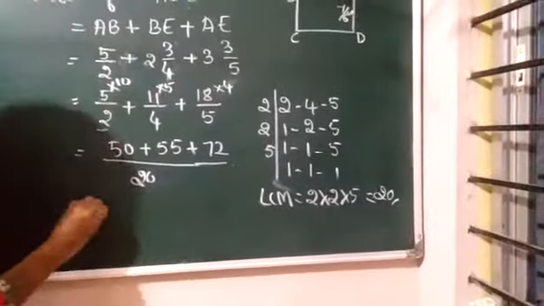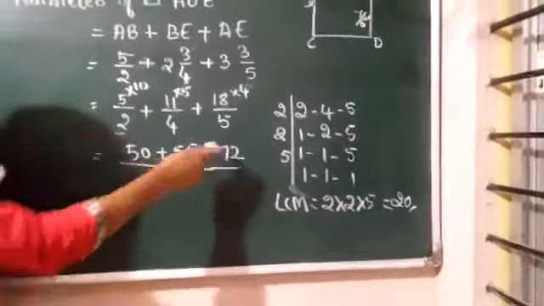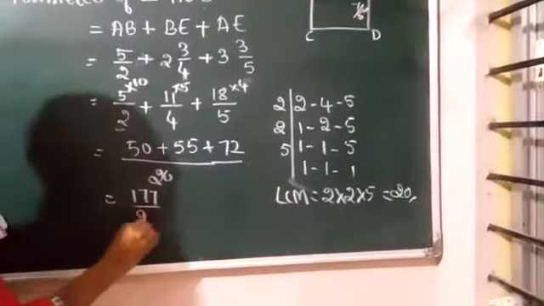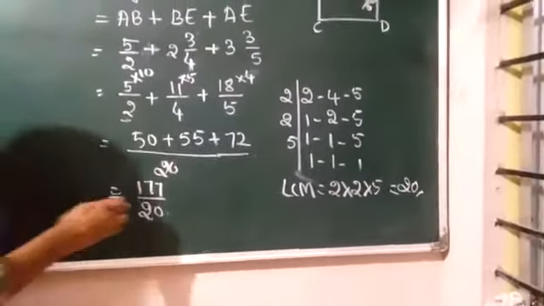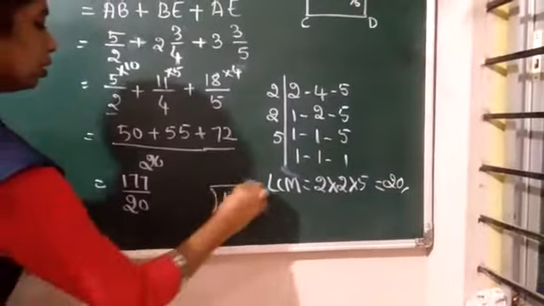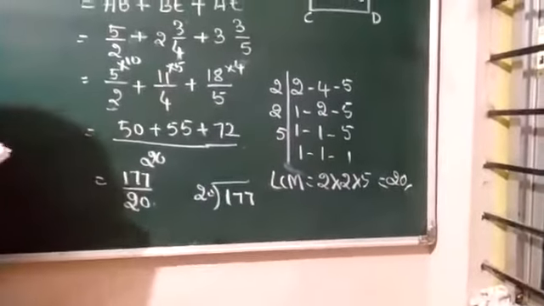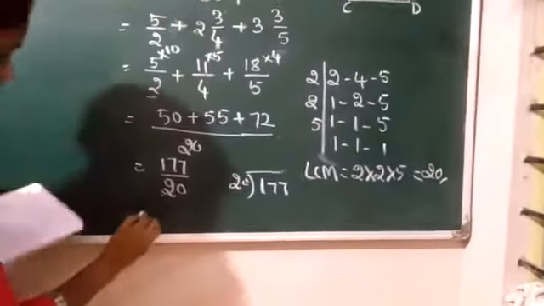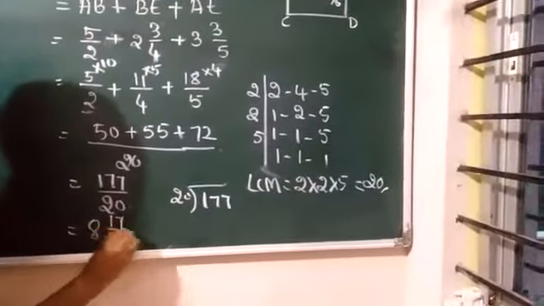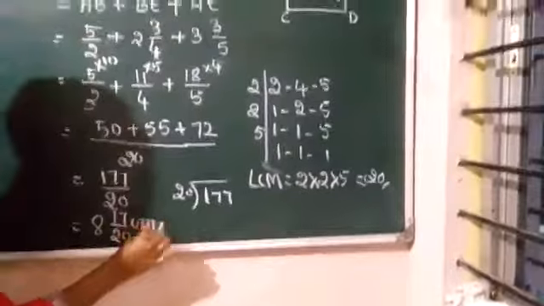So now add 50 plus 55 plus 72 is equal to 177 divided by 20. Now convert it into a mixed fraction. How to convert? 177 divided by 20. So the answer is 8 17 by 20 centimeter.